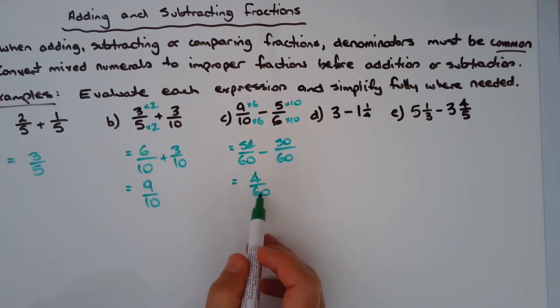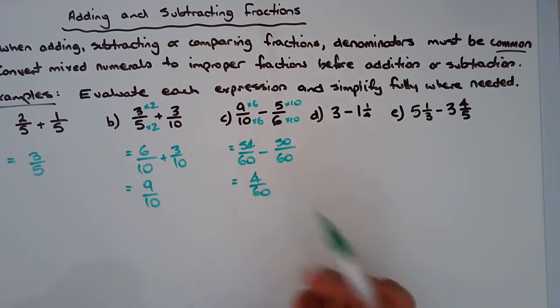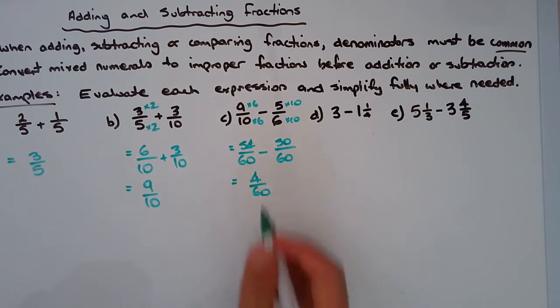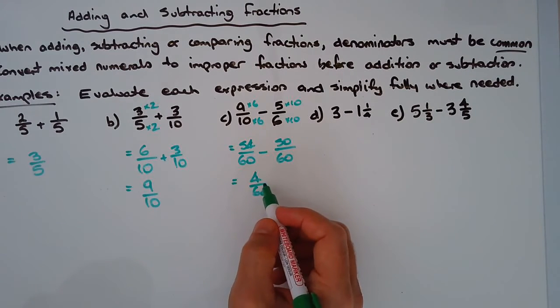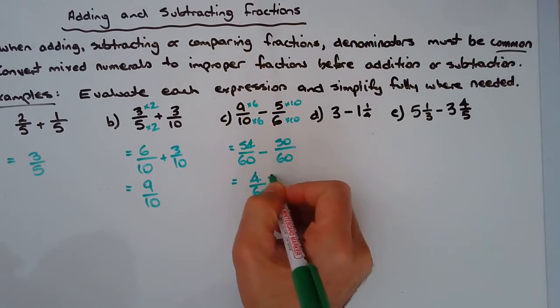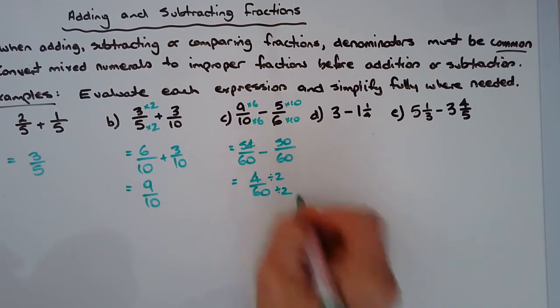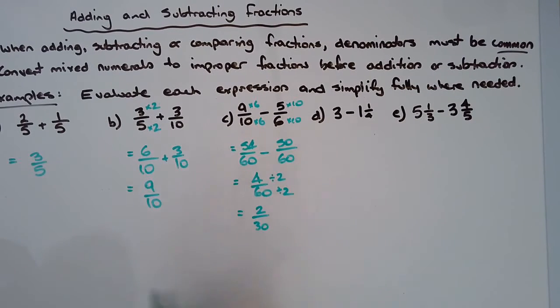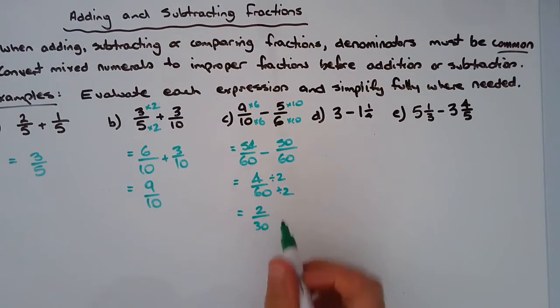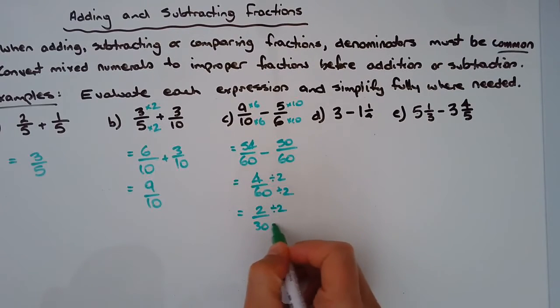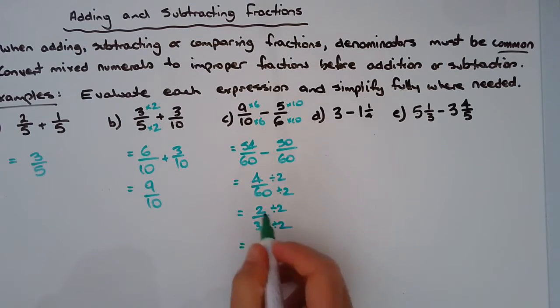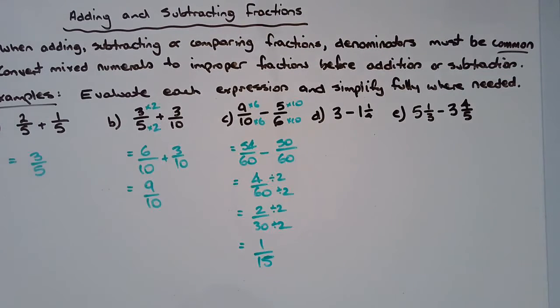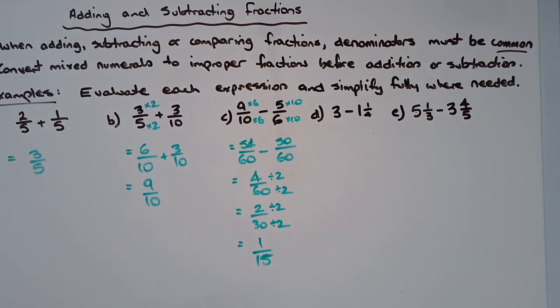Notice that the fraction that's resulted, 4 on 60, they're both even numbers. So we can divide top and bottom by 2, if that makes it a bit easier for you. So that's going to be 2 on 30. Notice that what we get here again are two even numbers. Even numbers are divisible by 2. 2 divided by 2 is 1, 30 divided by 2 is 15. And so the fully simplified answer is 1 on 15.